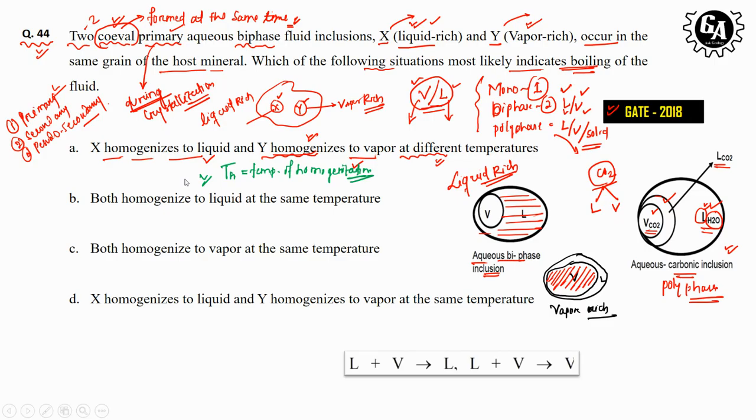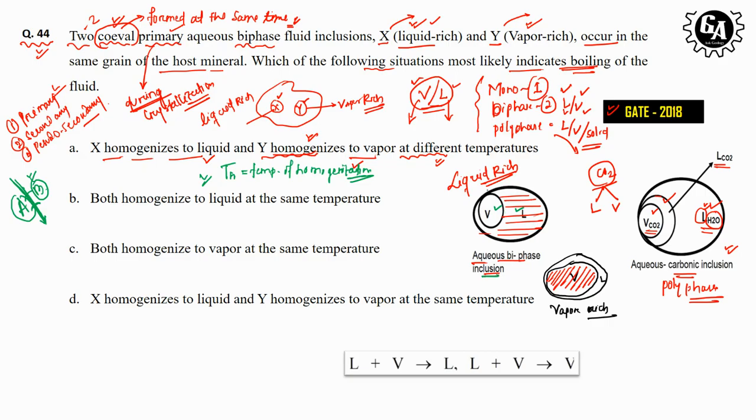If we are considering various types of phases, whether liquid, vapor or solid, and we change the temperature and pressure conditions, then a phase change will happen. When one phase is converted to another phase, there is a boundary in between, and the temperature at which A is converted to B is called the temperature of homogenization.